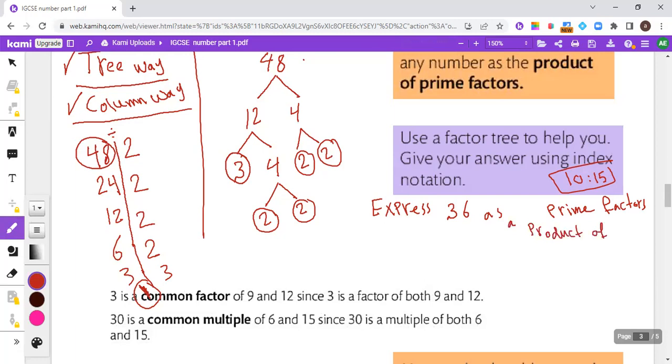Three is a common factor of 9. Is this the question? No, here is the question. Express 36 as a product of prime factors. You're going to do the same, but instead of 48, use 36.